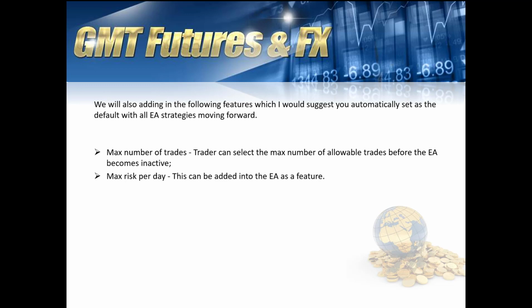As I mentioned before, these features, the max number of trades, where the trader can select the max number of allowable trades before the EA becomes inactive, so that's losing trades, and the max risk per day, are added to the EA as a feature. So they're just standard things that are typically in our EAs. They'll be in all the strategies that we produce moving forward. So I would definitely make sure that they're set as your default.